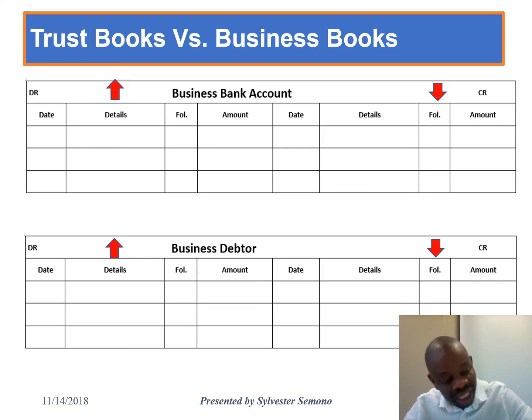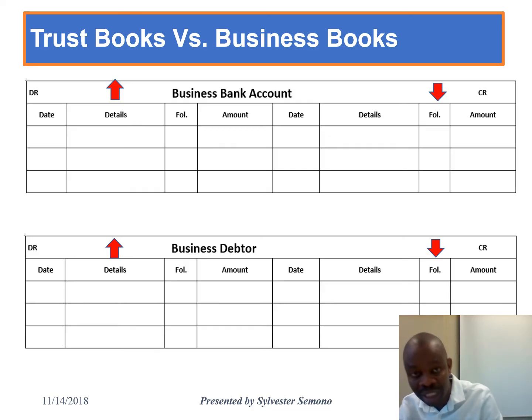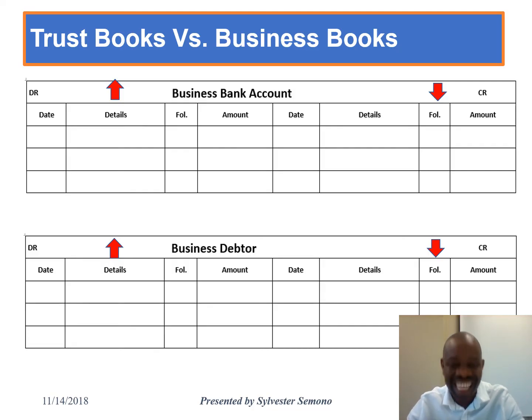You will also see that on the credit side of the trust bank account, the contra account will be the business bank account. It means we are transferring from the trust to the business bank account. So under the business bank account, on the debit side, you're going to see trust bank account to show that you took money from the trust bank account. So please make sure that you work around this. So make sure that you know how to differentiate between the trust books and the business books.